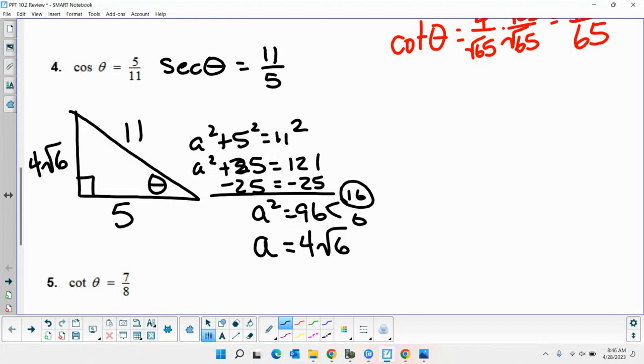So the answers are for sine, 4 radical 6 over 11. Cosecant would be 11 radical 6 over 24 when you simplify or rationalize the denominator. For tangent, it's 4 radical 6 over 5. For cotangent, it's 5 times the square root of 6 over 24. Anybody need to see any of that? Maddie?